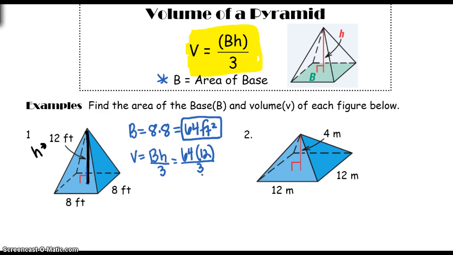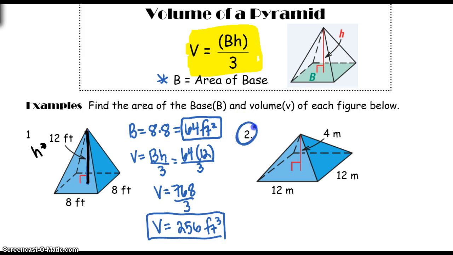Here's where I want you to be careful. Some calculators are kind of crazy and they don't do order of operations correctly. So I want you to multiply 64 by 12 first. If I do 64 times 12 in my calculator, I get 768. And then I want you to divide by 3. If I do that with my calculator, it actually comes out nice and pretty. My volume is 256. But remember, volume has 3 dimensions, right? It's all the space inside of this figure. So your units then are going to be cubed.